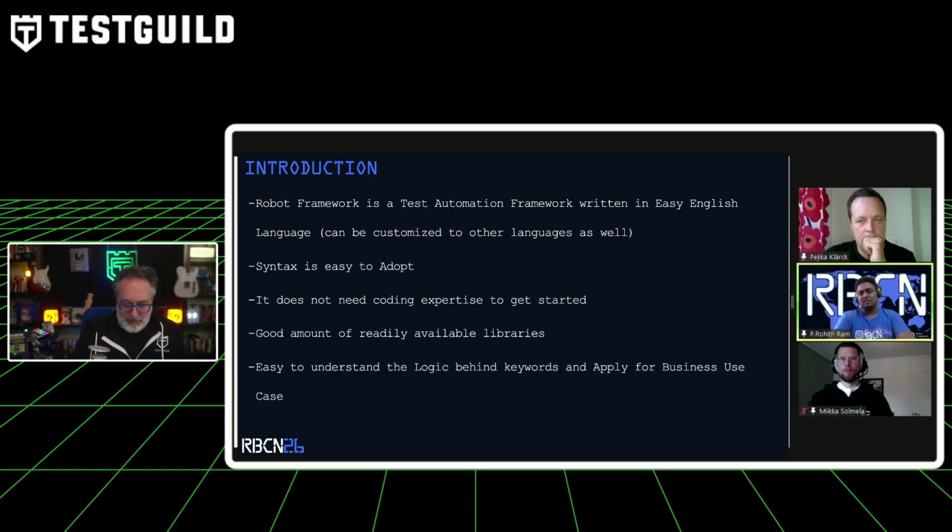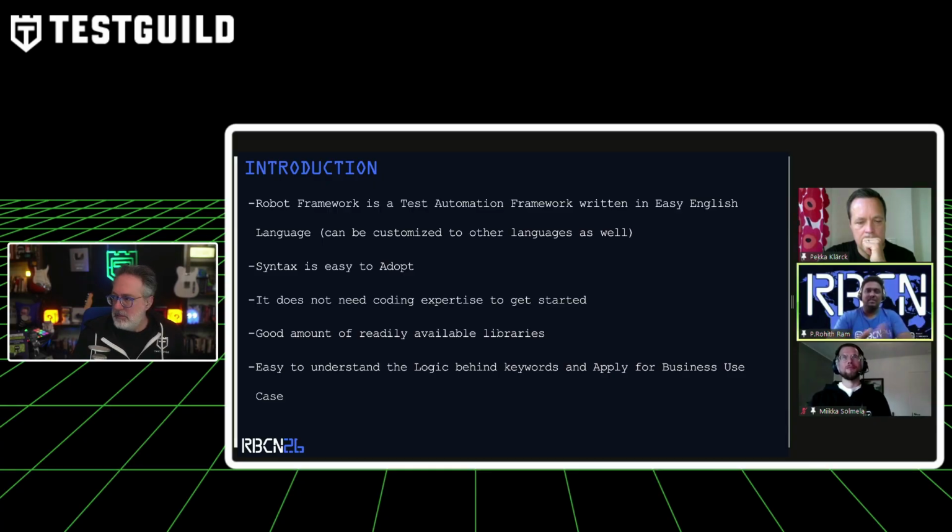Robot Framework does support an easy scripting language. Most of the coding that we do is in English, and it does support other languages as well. The syntax, as you saw in the demo, is a very easy one to adopt, so it doesn't require great coding expertise to get started. Here, I would also like to answer the question that came up earlier.